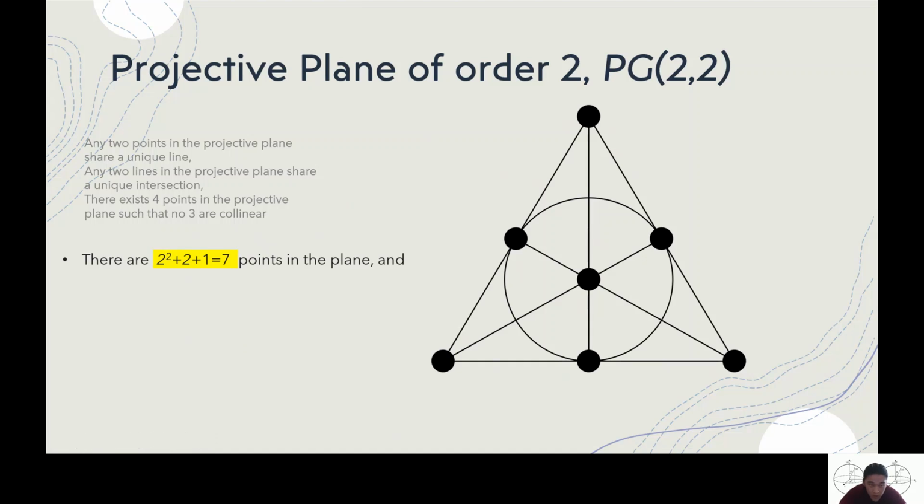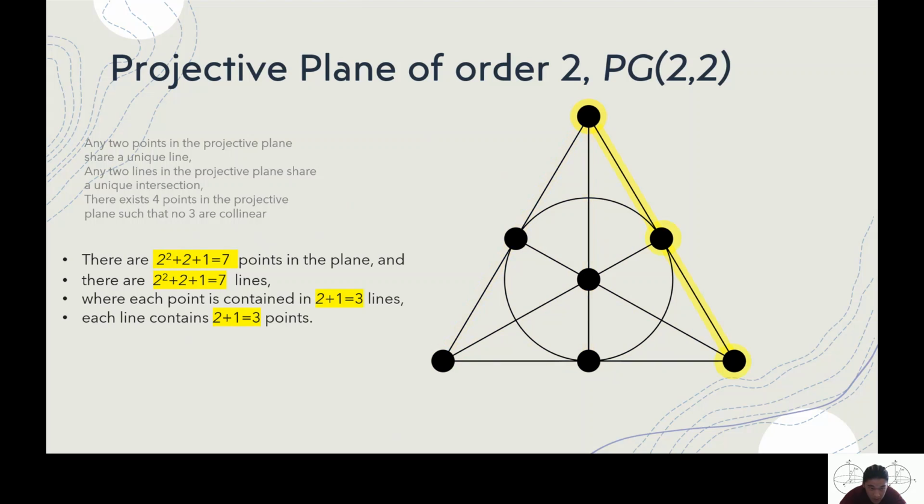Here we have 2 squared plus 2 plus 1, which is 7 points of the plane. 1, 2, 3, 4, 5, 6, 7. And there's a total of also 2 squared plus 2 plus 1 lines, which is 7. 1, 2, 3, 4, 5, 6, 7 lines. Each point is contained in 2 plus 1, which is 3 lines, and each line is contained in 2 plus 1, which is 3 points. And this is actually a very famous combinatorial structure known as the Fano plane.